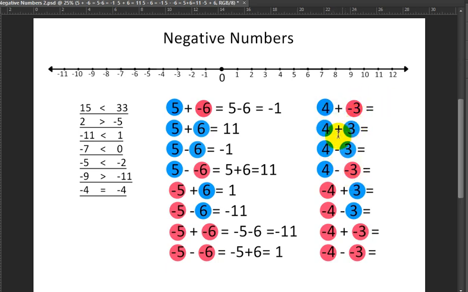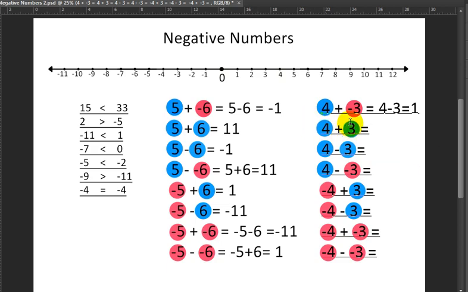All right, so let's do these. We have 4 plus minus 3. Rule number 1 says adding a negative is the same as subtracting the positive. So 4 plus negative 3 becomes 4 minus 3. And we know how to do 4 minus 3. 4 minus 3 makes 1. And if you doubt that, you can look here and you can go 1, 2, 3.